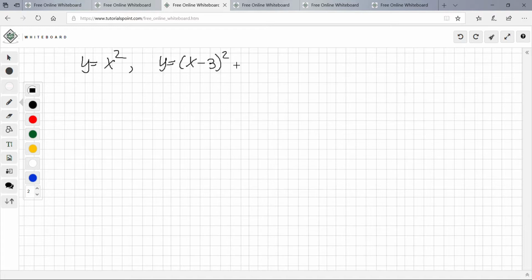But we know that there's a translation. It's not on the y-axis, it's on the x-axis. And it's not negative 3, it's actually positive 3. So there's a translation of 3 units to the right.